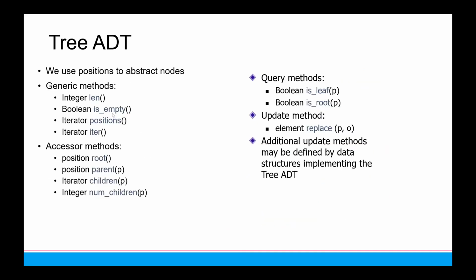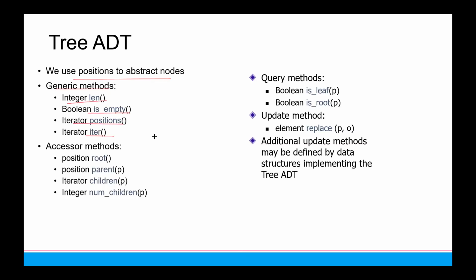So the tree ADT means there is a position to abstract the nodes. There will be some generic methods. For example, we want to know the length and we want to check whether it is empty or not. And then we can check the position. So where is the position of the element? And we can use iter.